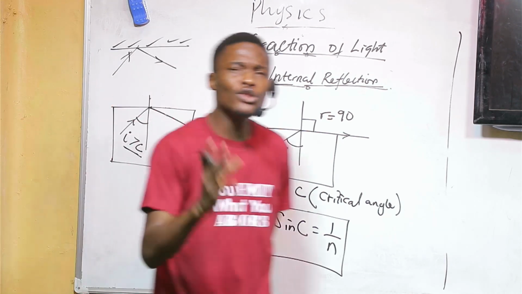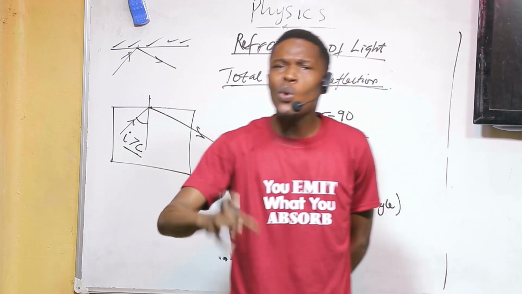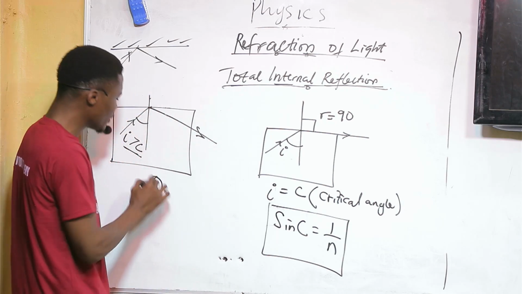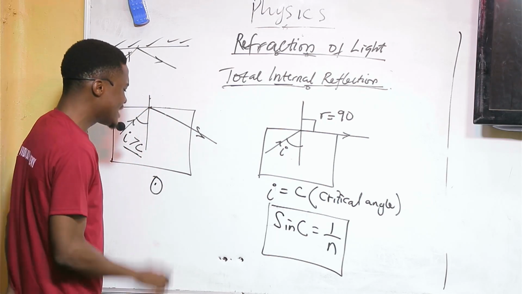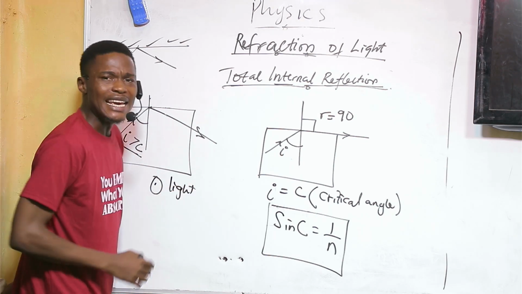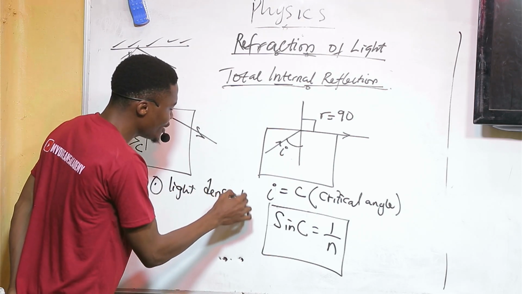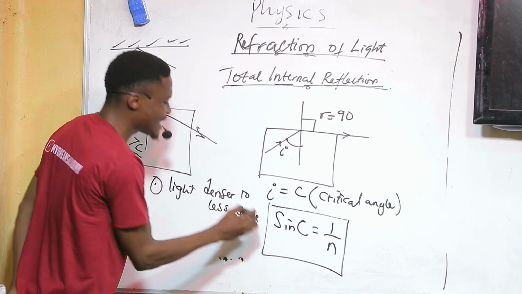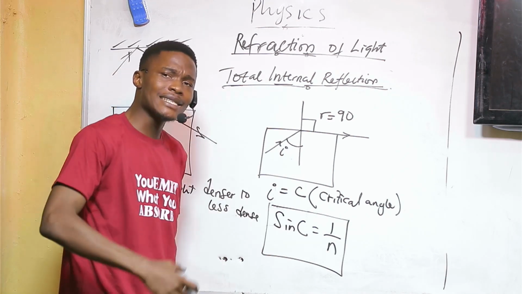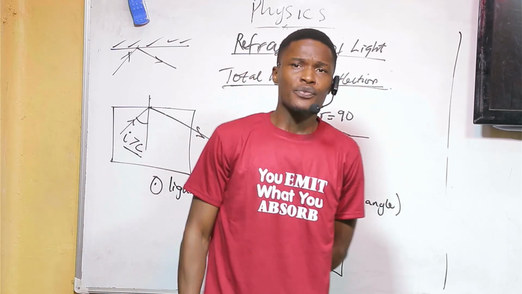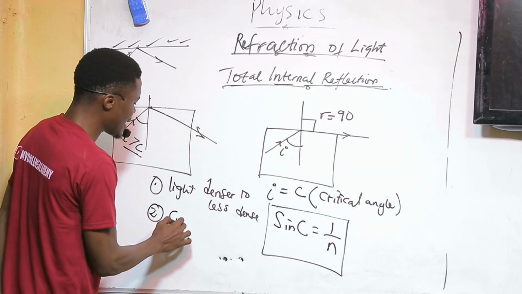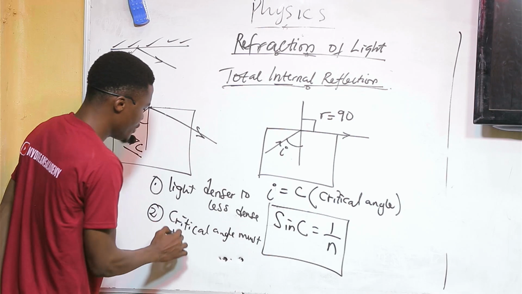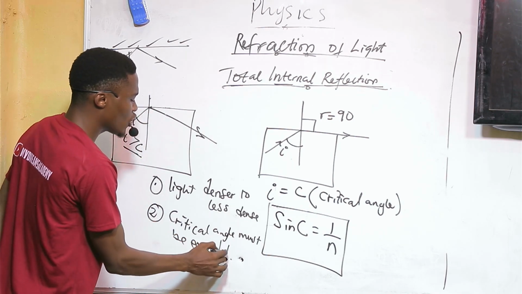So in exam, they are going to ask you this important question. They will ask you, what are the conditions for total internal reflection to occur? You will tell them that the first condition is that light must travel from a denser medium to a less dense medium. That is the first condition. And then the second condition is that the critical angle must be exceeded.